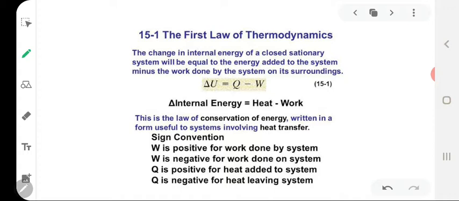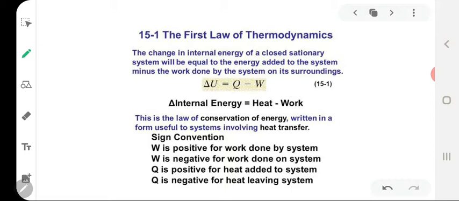Let's understand the first law of thermodynamics. First law of thermodynamics is in fact the law of conservation of energy. According to the law of conservation of energy, the energy can neither be created nor be destroyed, but can change itself from one form to another. The first law of thermodynamics extends this law so as to include heat energy and internal energy of the system.